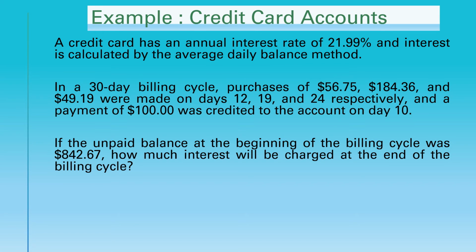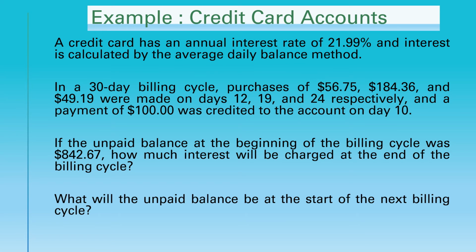If the unpaid balance at the beginning of the billing cycle is not zero, here it is $842.67. $842.67 was the previous balance. How much interest will be charged at the end of the billing cycle? And what will be the unpaid balance at the start of the next billing cycle?